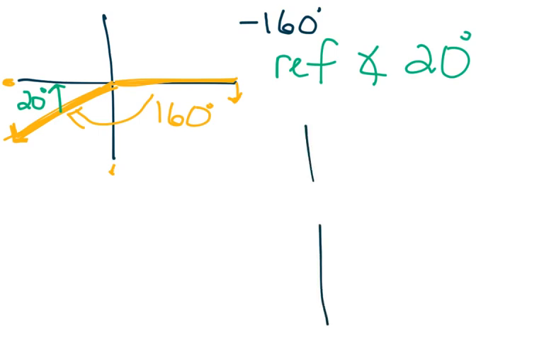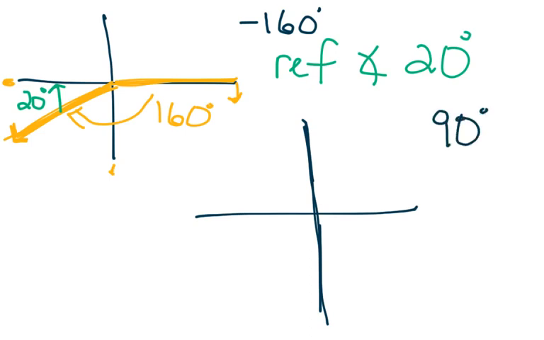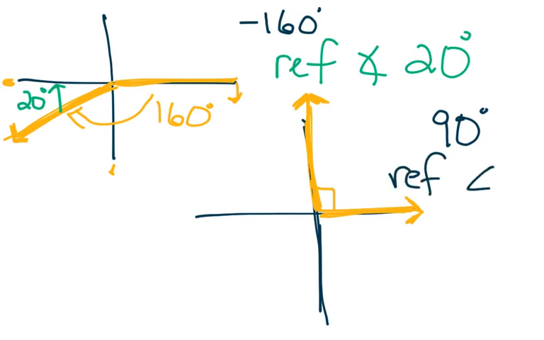Here's one that's a little tricky. What about 90 degrees? Have you ever thought about that? Here's my initial ray. Here is my terminal ray. Well, which side is closer to the x-axis? Either one. They're both exactly 90 away. So the reference angle for 90 degrees is just 90 degrees. That's it.